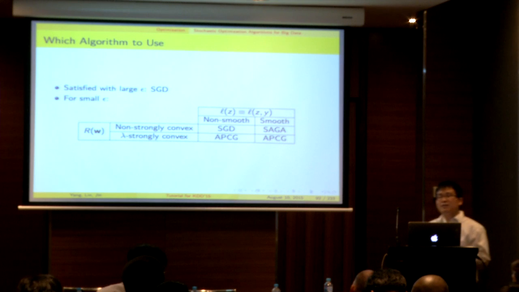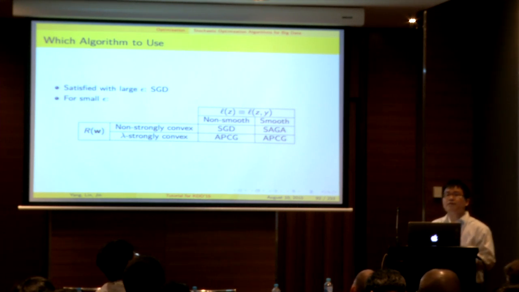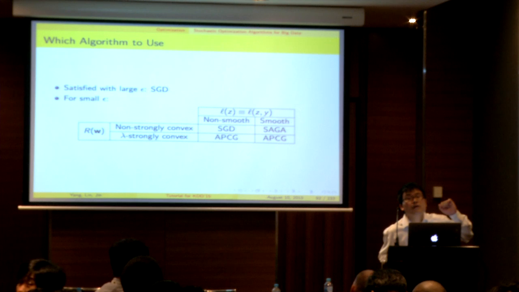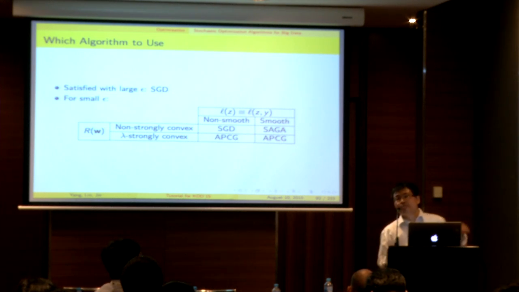Yes? So for SDCA, the number of parameters includes the number of data points you have? Exactly. That's the dual variable. You are right. For big data, if you've got a billion data points, you'll be optimizing a billion parameters. That's right. Just like when you solve the dual of SVMs, you have n data, you have n decision variables. So they are the same.